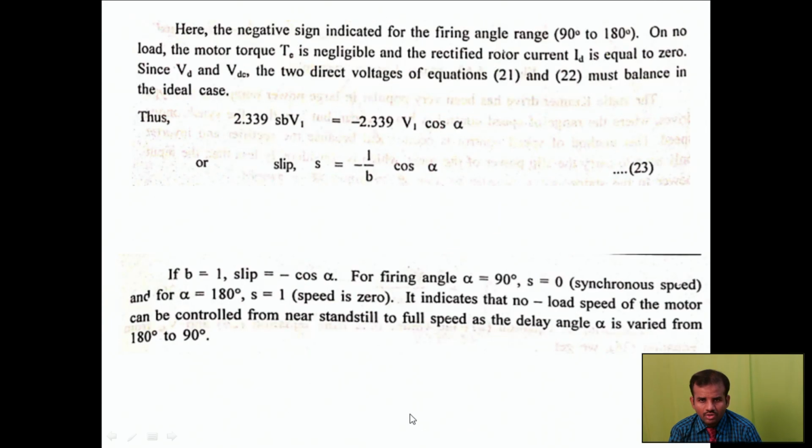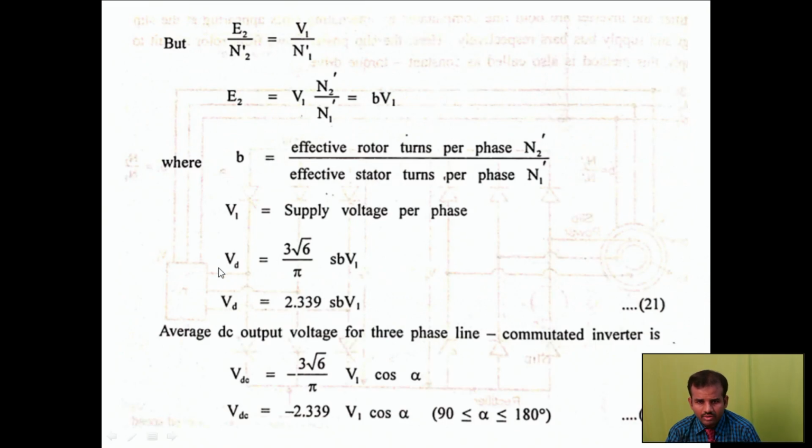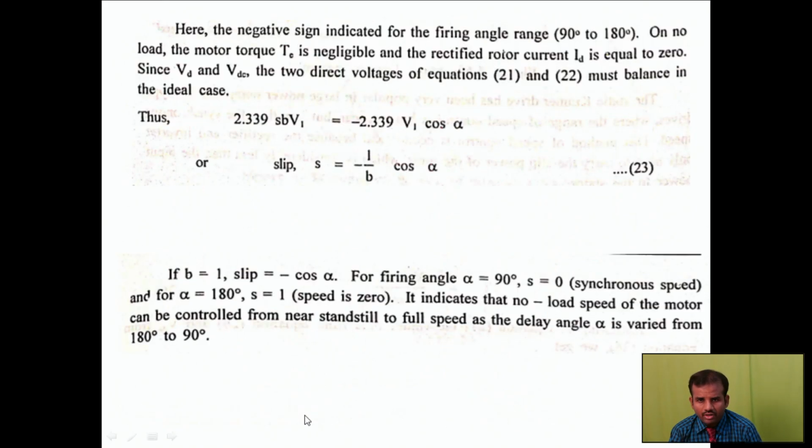Now we have to equate these two equations, equation 21 and equation 22. That is 2.339 S B V1 equal to minus 2.339 V1 cos alpha. The 2.339 cancels and V1 cancels. The remaining is S B equal to minus cos alpha, so the slip S equals minus cos alpha divided by B. Now if B equal to 1, we substitute B equal to 1. At B equal to 1, what happens to the slip?